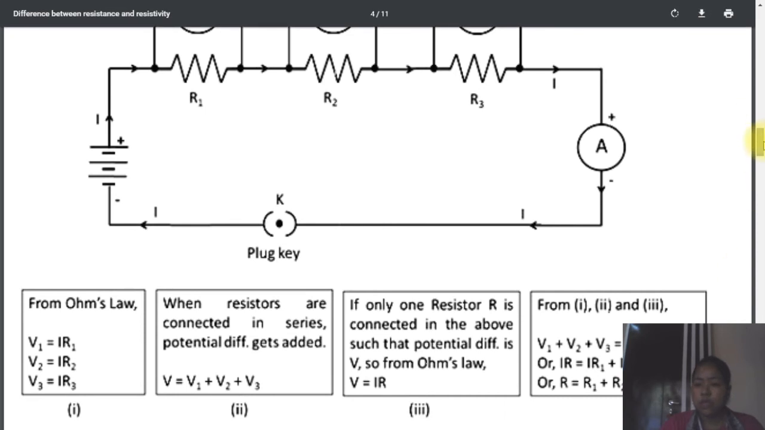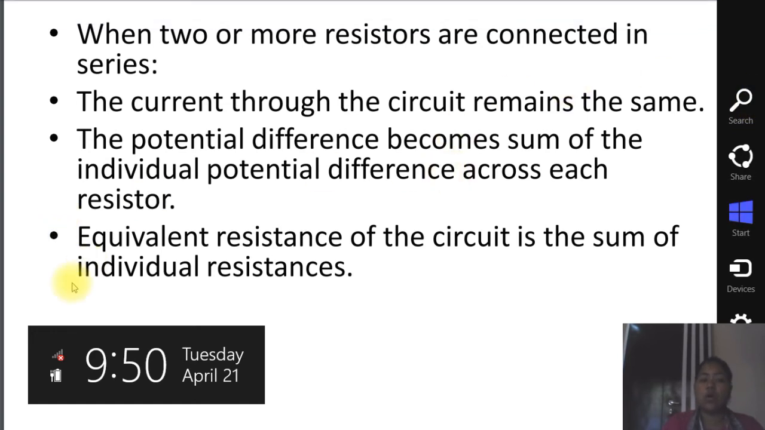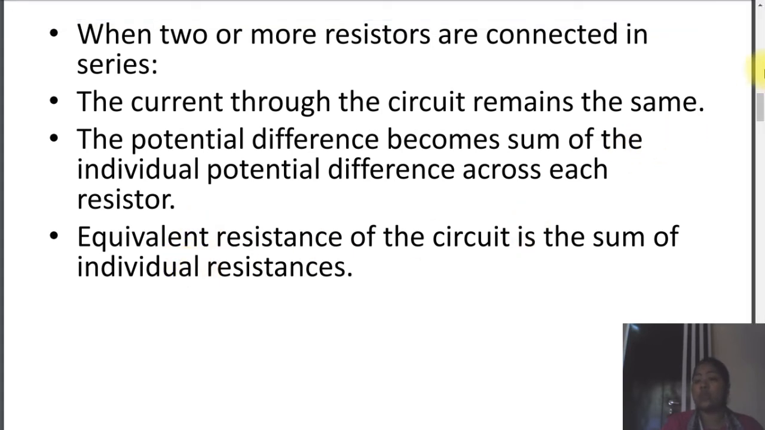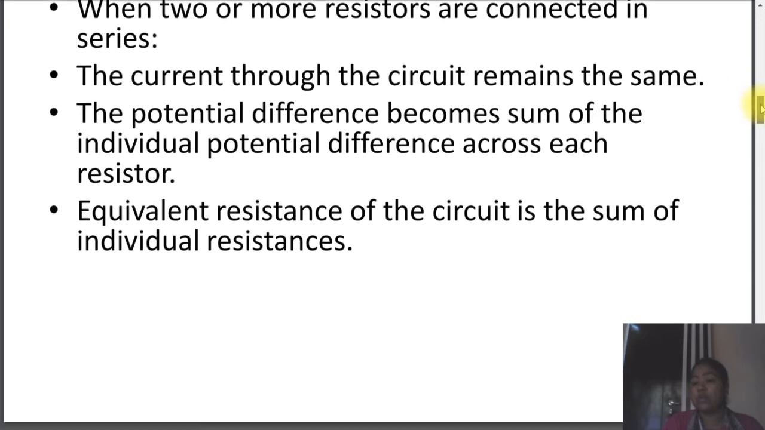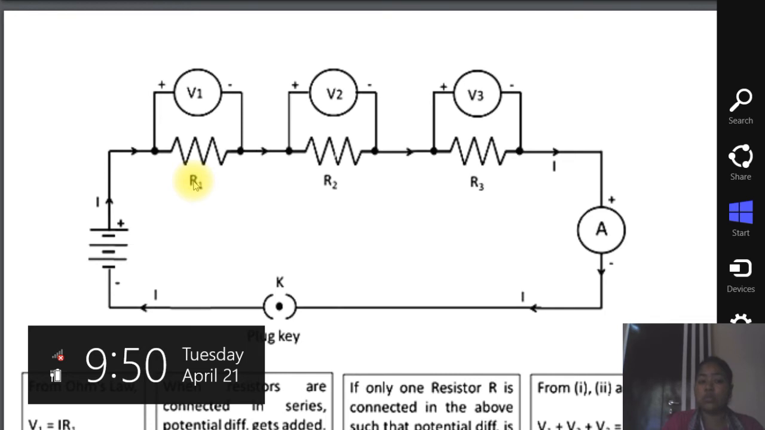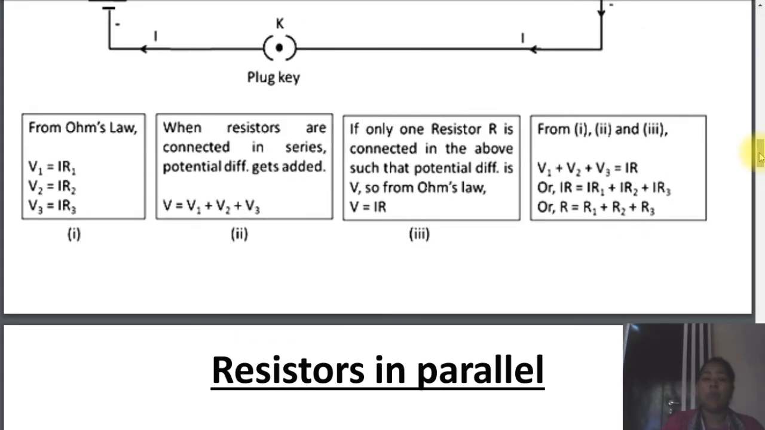That is the third point of our conclusion for the series combination, the equivalent resistance of the circuit. The equivalent resistance of the circuit is the sum of the individual resistances. So the total equivalent resistance for the series combination will be R1 plus R2 plus R3, the simple sum of all resistances. I hope that mathematical expression of the series combination is clear to you.